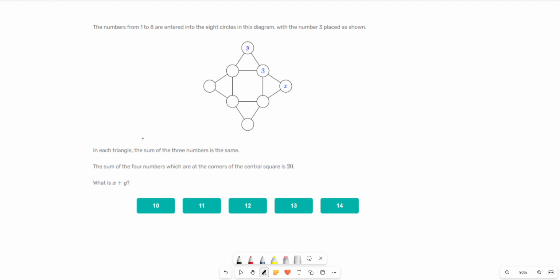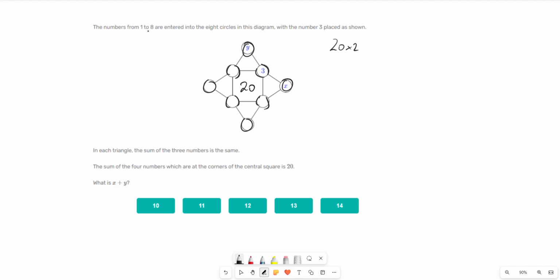So we've already got the information that this is 20. Now let's count the triangles here. Triangle 1 uses this side, this circle, this circle. Triangle 2 uses this circle and this circle. Triangle 3 uses this circle and this circle. Triangle 4 uses this circle and this circle. As you can see, the corners of the square in the middle are used twice. So that means 20 times 2.